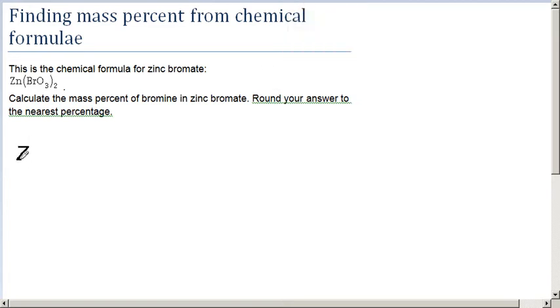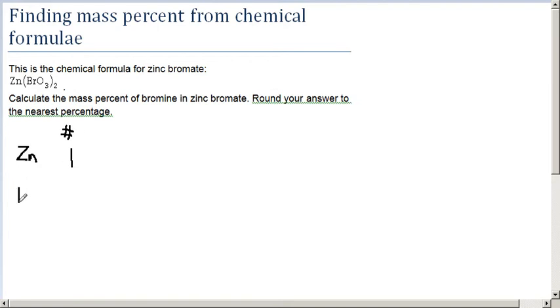So for zinc, according to the formula, it has 1 zinc per formula, right? There's no subscript 2, it's not in any parentheses, so the lack of any number there implies a 1. So there's just 1 zinc in the formula.